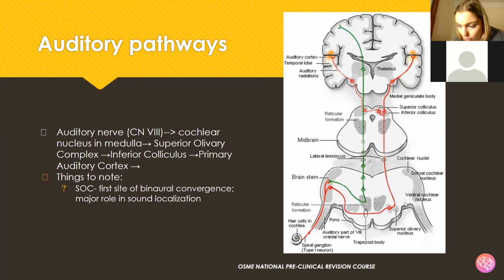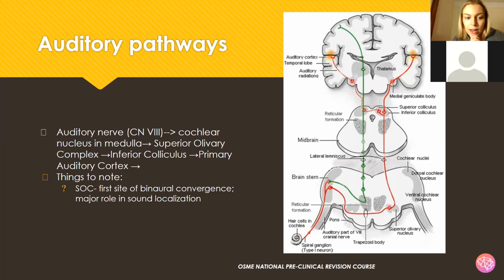Okay, so from the cochlear nucleus, we then project to the superior olivary complex. Just trying to orientate myself. We're going for there. Okay, and the superior olivary complex will be an important one. It's the first site for binaural convergence. Therefore, it's important for sound localization.